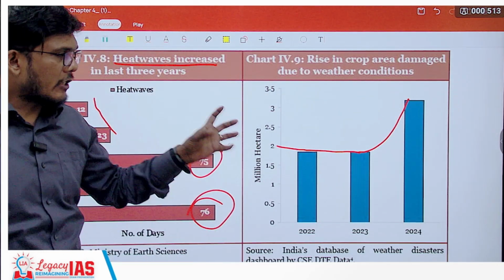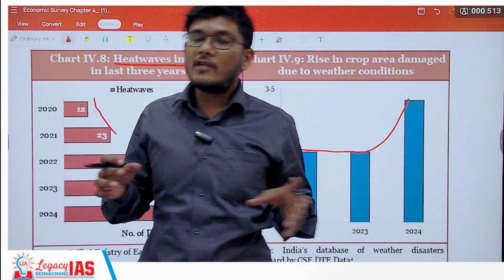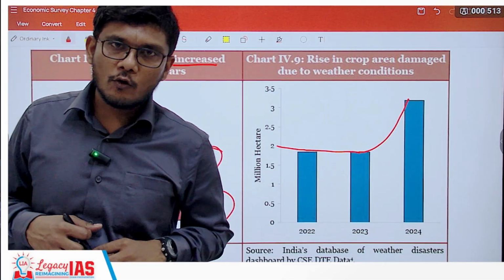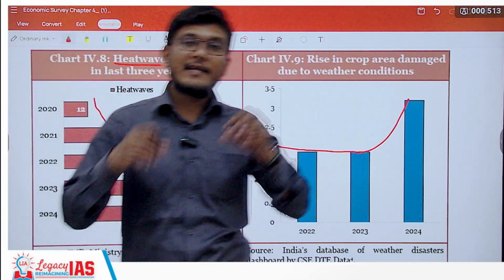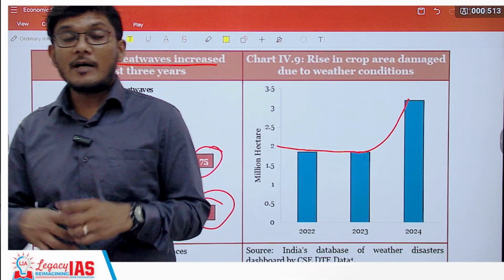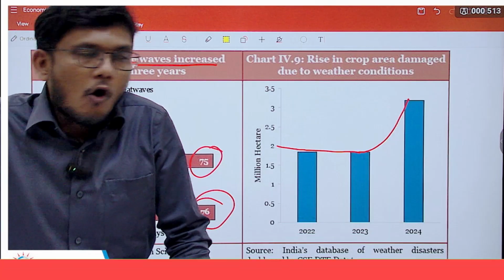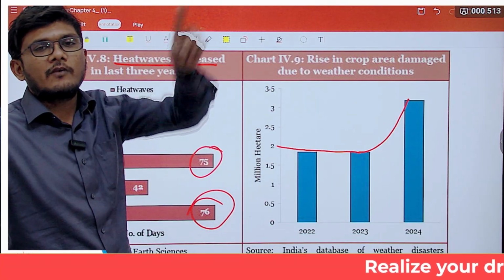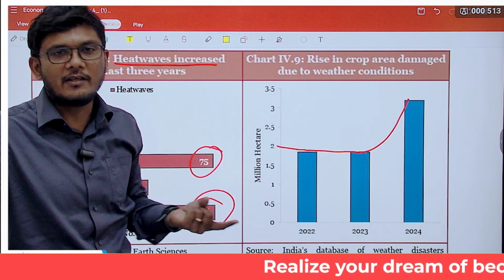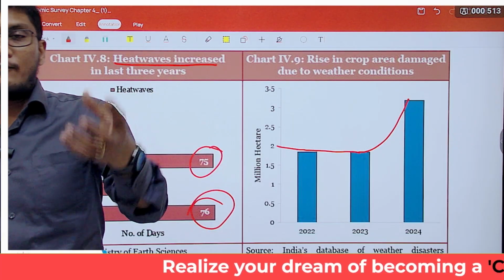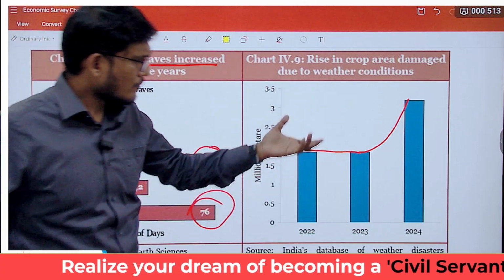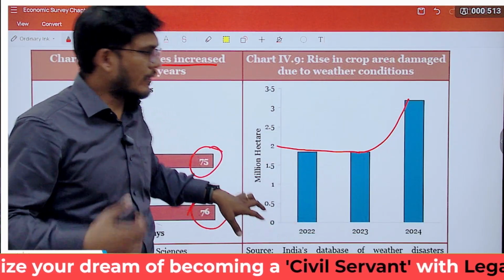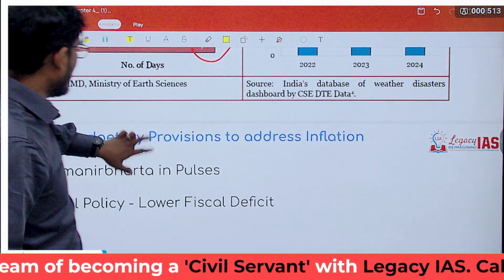And when you talk about onion and tomatoes, the states that produce a high amount of onion and potatoes are also the states that have been hit highly by heat waves. For example, Maharashtra. All these states have been hit highly, and hence the production has gone down. Hence, there is an increase in the prices of these commodities, leading to an increase in food inflation, and subsequently overall inflation as well.